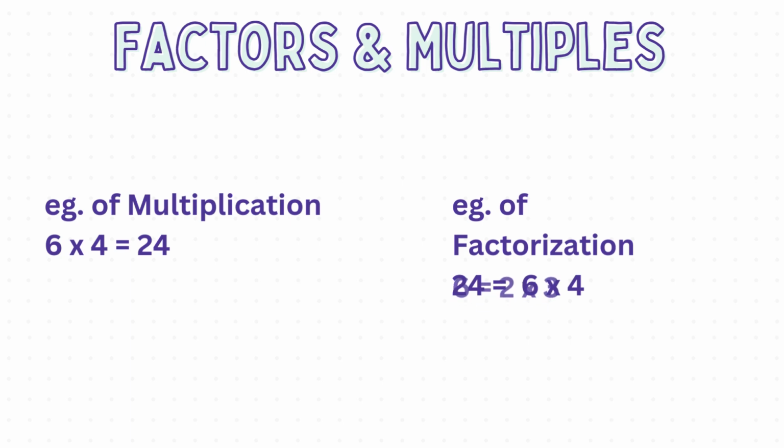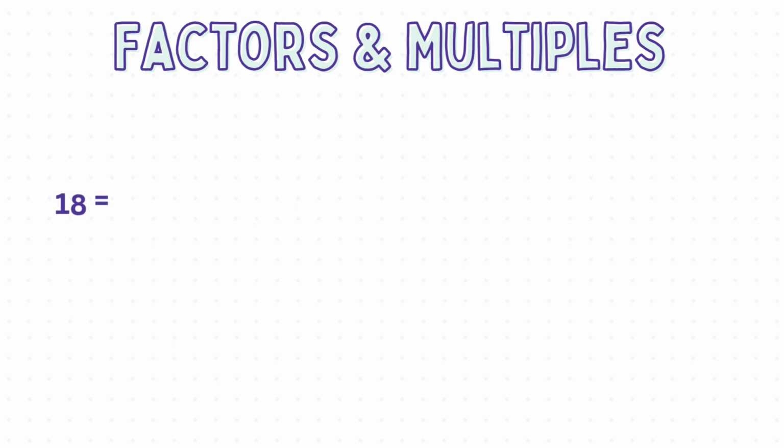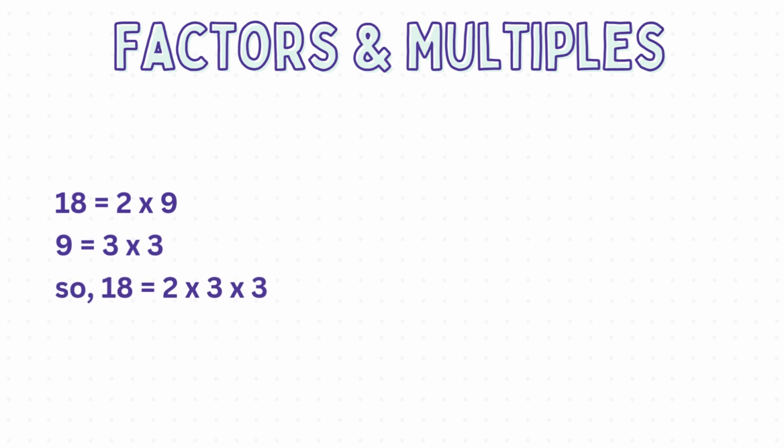6 can be broken down to 2 times 3, and 4 can be broken down to 2 times 2. Now you've reached the most basic tiny building blocks. 2 times 2 times 2 times 3 gives us 24. You've just factorized 24. Let's try another example. 18. So 18 equals 2 times 9, but 9 equals 3 times 3. So 18 equals 2 times 3 times 3.